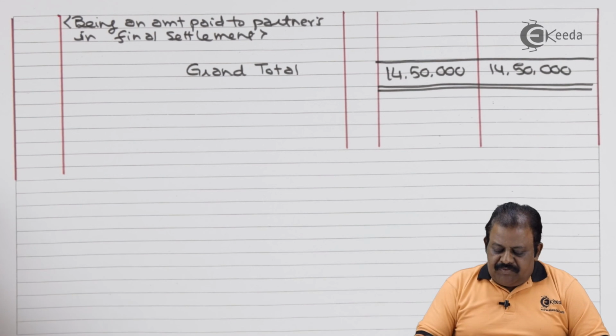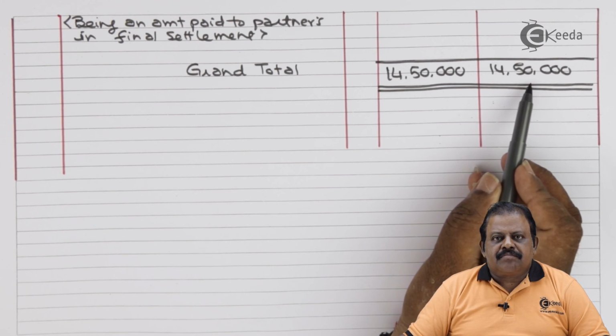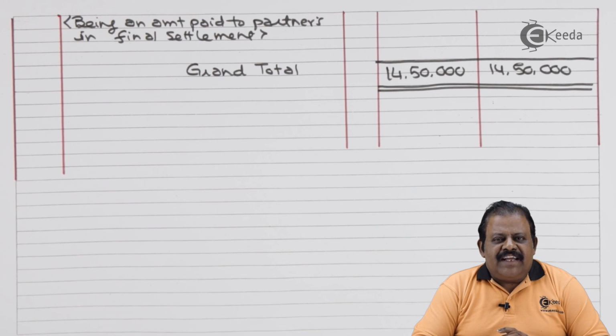Here grand total we have 14,50,000. In this question we have completed ledger as well as journal.